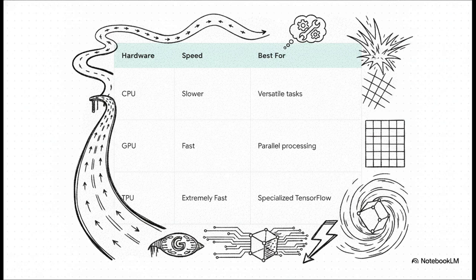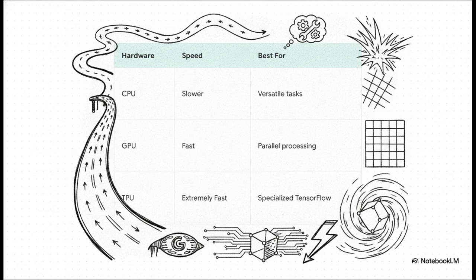Then we have the GPU. GPUs are the absolute go-to for deep learning. And actually, it's not because they are inherently smarter. It's because they are highly efficient at parallel processing. While a CPU might do a few complex math problems incredibly fast, one right after another, a GPU can do thousands of simpler math problems at the exact same time. And that is exactly what matrix multiplication requires.